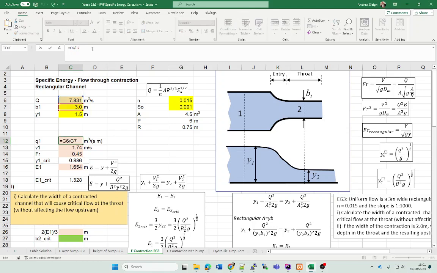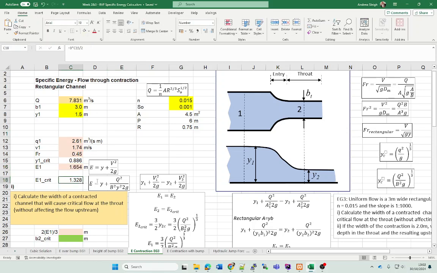I've shown in here the intermediate things that we've seen on previous sheets. So little q1, lowercase q1, is Q over B1. Now remember, we're going to have a little lowercase q2 because B2 is not the same as B1, so that's the thing to look out for. Velocity 1 is just Q over the area. Froude number, we use our Froude number formula that we've used previously, V over root GY. Critical depth, we use the cube root of q squared over g. It's q1, so E1, we're just using the energy calculation as normal based on the width we have at that point.